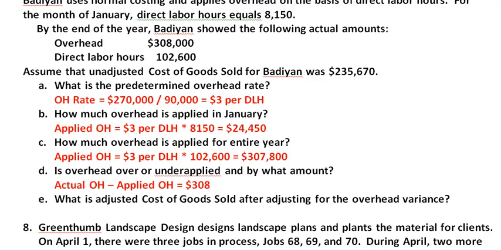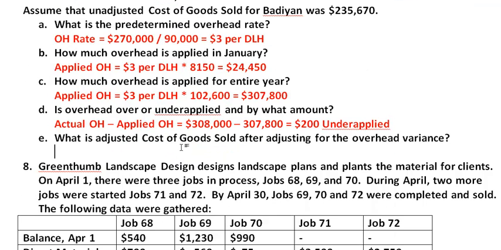So your actual overhead was $308,000. We applied $307,800. So that is going to give you a difference of $200. To determine whether it's over or under, you really just have to think about it. If the actual was 308 and we only charged 307,800 to work in process, then we did not put enough cost in work in process, okay? So it is under. We under applied the overhead. We did not put enough overhead cost up in work in process.